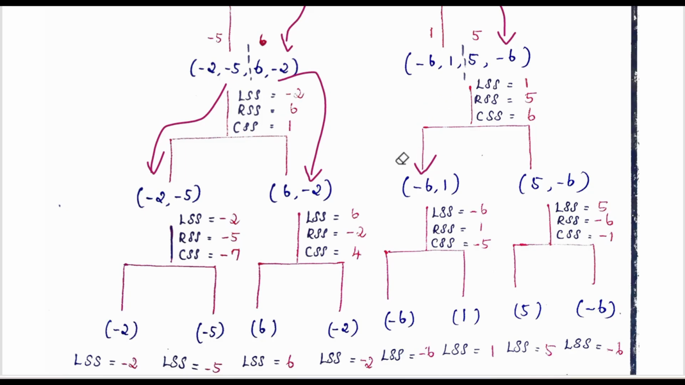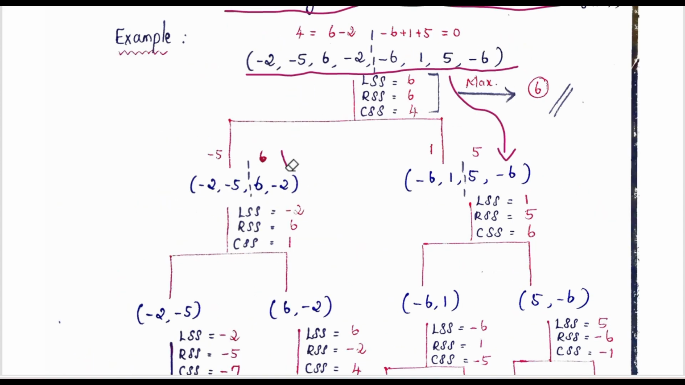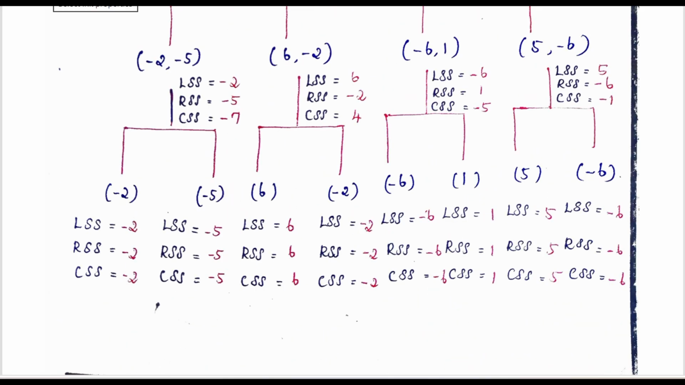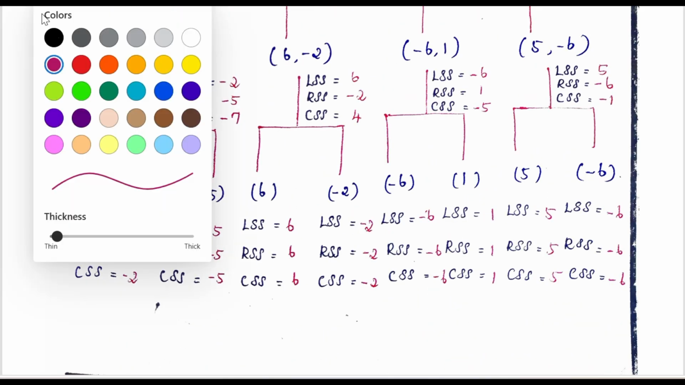Okay. Then how to find those three values: LSS, RSS and CSS. LSS means left sum subarray, RSS means right sum subarray, CSS means crossing sum subarray. Then how to find those values? Okay, we start from the last element, right? We start from the last element.